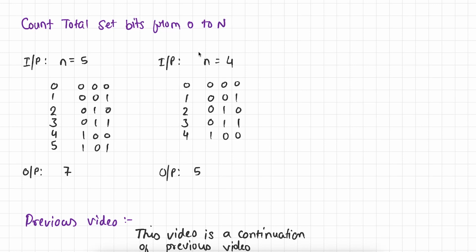If we consider n equal to 4, then these are the binary representations of numbers from 0 to 4. And you can clearly see that there are 5 set bits from 0 to 4. 1, 2, 3, 4, 5. That's why the output is 5.